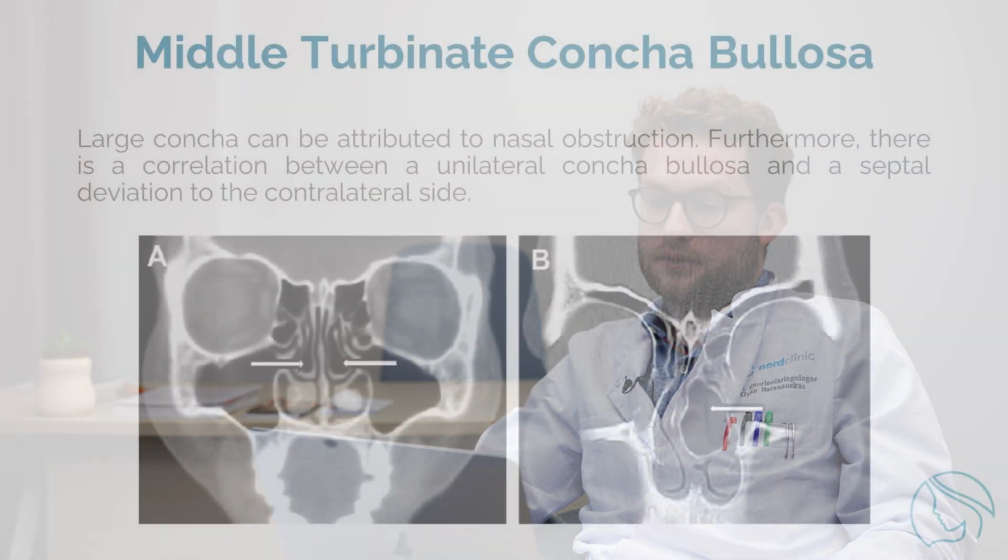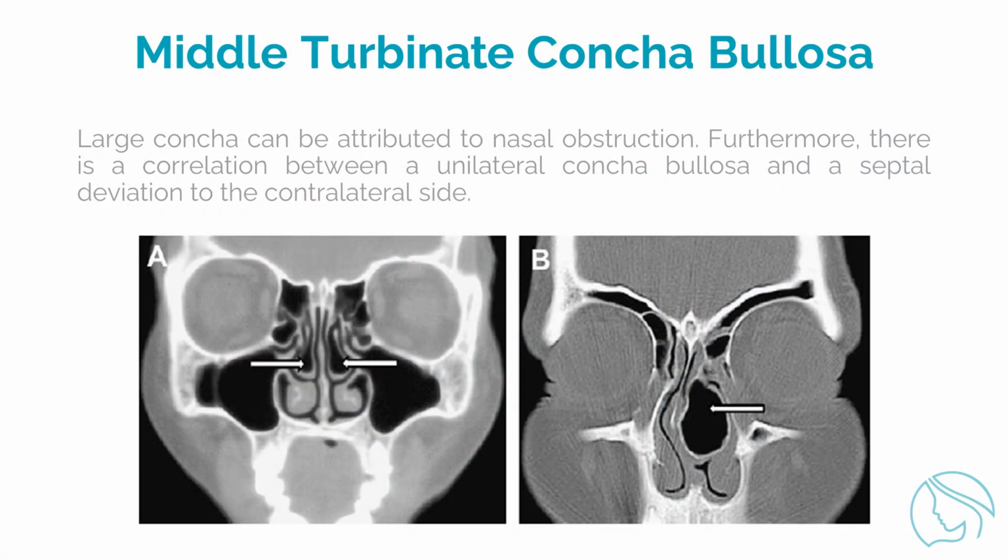Another cause for nasal obstruction might be middle turbinate concha bullosa. It is a large concha that can be attributed to nasal obstruction. There is a correlation between unilateral concha bullosa and the septal deviation to the contralateral side. Most often the concha bullosa is on one side, as mentioned before, but in order to treat it well, a CT scan is mandatory, because the middle turbinate attaches to the skull base, so if it is managed improperly, it might cause a cerebrospinal fluid leak, which we wouldn't like to have.